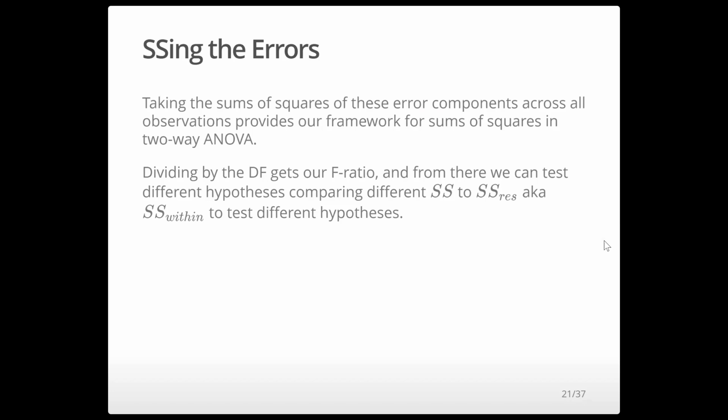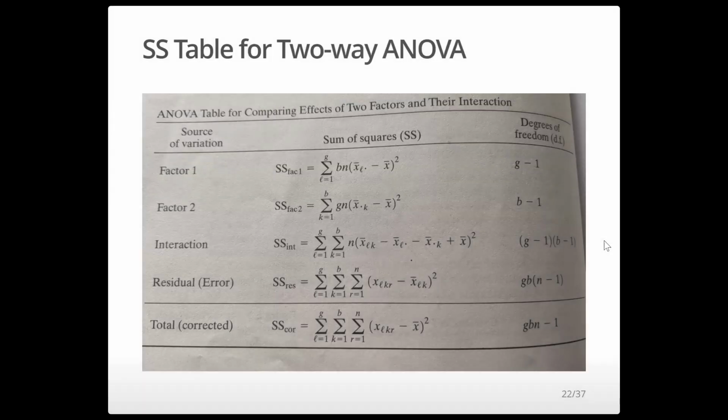So taking the sums of squares of these error components across all observations provides a framework for sums of squares in two-way ANOVA. Dividing by the degrees of freedom for each component gets us our F ratio, and then we can test different hypotheses comparing sums of squares to sums of squares residual, or sums of squares within, or in this case mean square residual, mean square within. So here you see we have each of our factors and the degrees of freedom. You remember, you divide the sums of squares by the degrees of freedom to get the mean squares, and the ratio of the mean squares is how you get your F statistic, and this is for regular ANOVA.